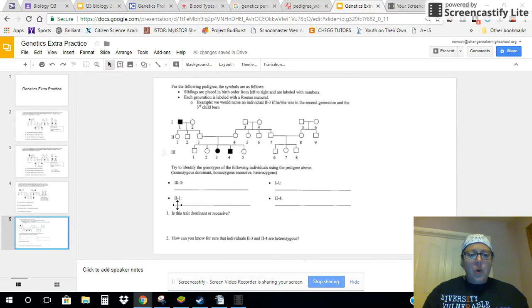Generation 2, person 1, is not shaded, but that person comes from parents where one of them is recessive and the other one does not have the trait. So I would make that person big B, little b. Generation 2, person 4 would be this guy right here. And I would say that this guy is homozygous dominant.